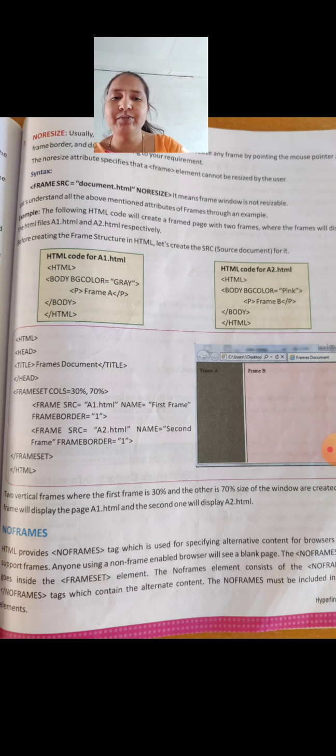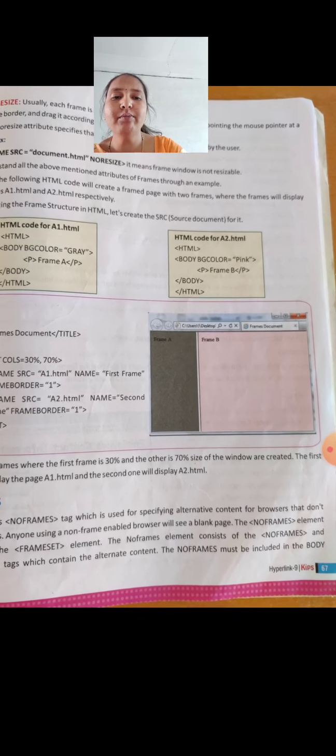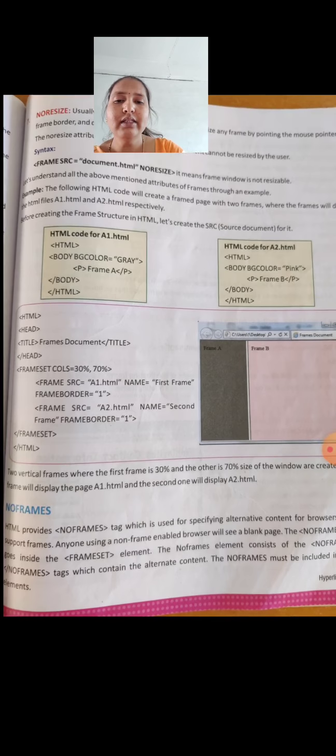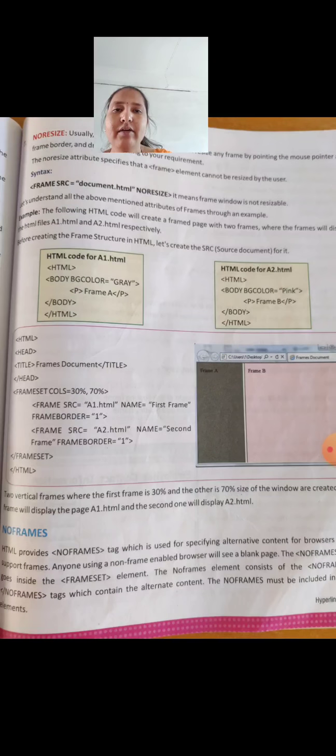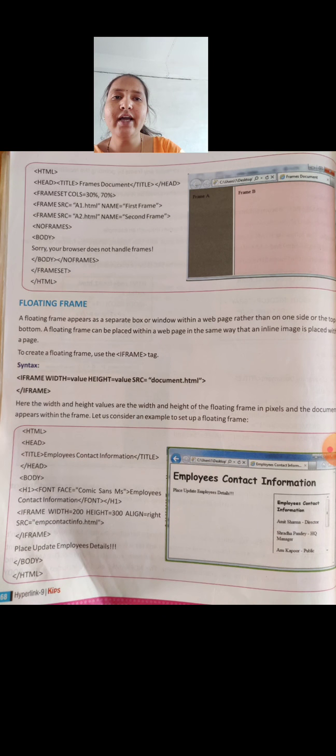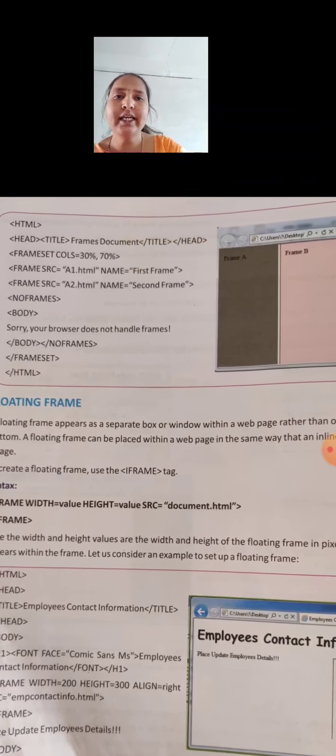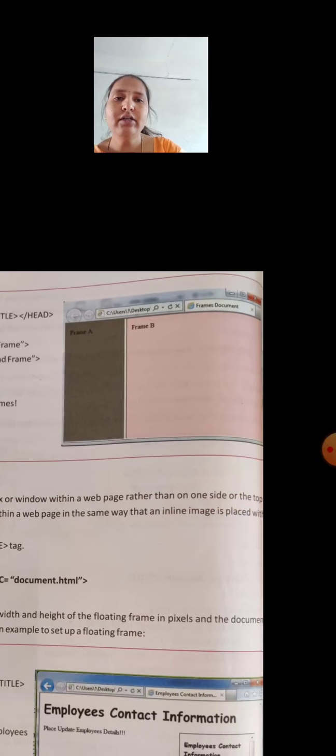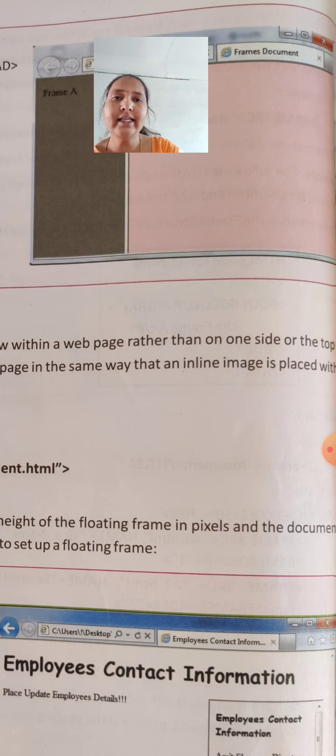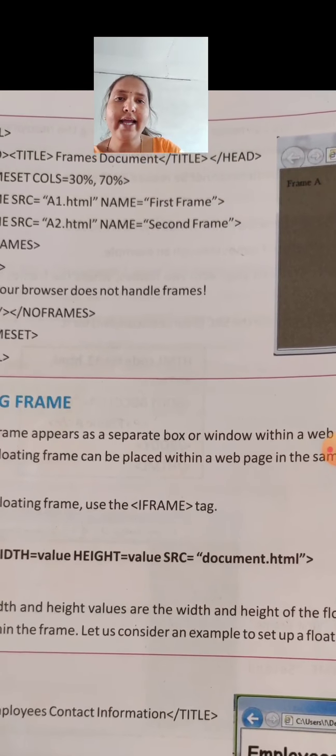Next one, noframes. So HTML provides the noframes tag, which is used to specify alternative content for browsers that don't support frames. Okay, for frameset, for noframes, a set of frames, that is what we are giving as noframes. See here, to make the window look like this, we are using the code like this one.